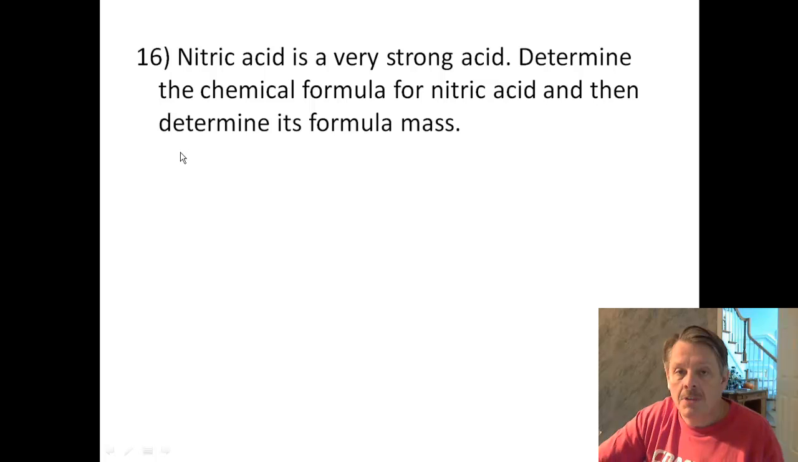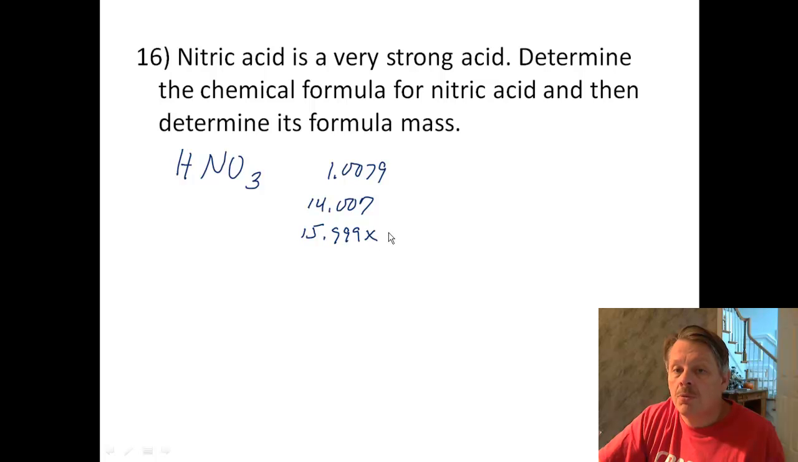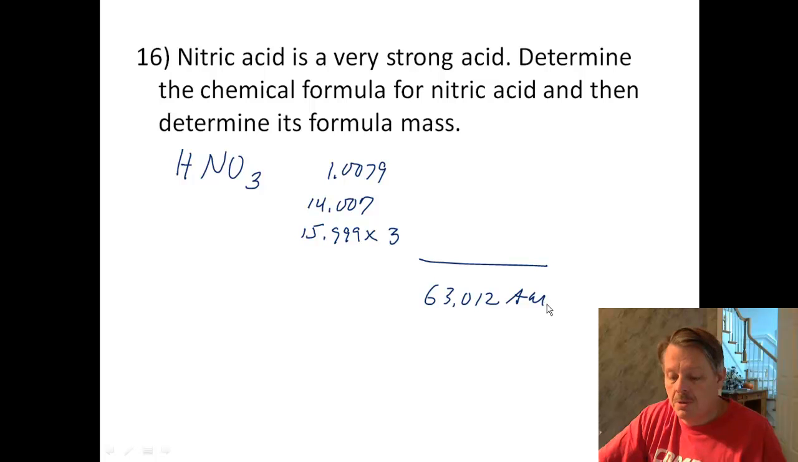How about nitric acid? Nitric acid is hydrogen with nitrate after it, and nitrate is NO3, and it has a -1 charge, so that means I need one hydrogen. So hydrogen is 1.0079, and nitrogen is 14.007, and oxygen is 15.999, but there are 3 of them, so I have to multiply by 3. When I add up all my totals, I get 63.012 atomic mass units.